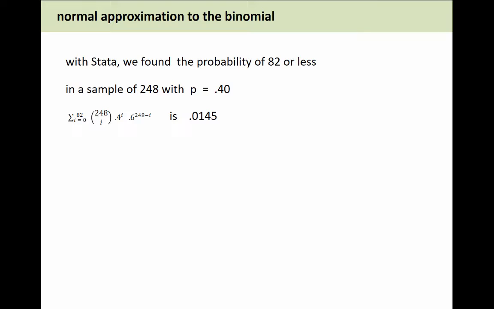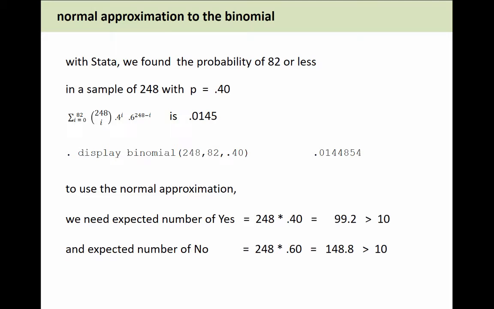We found that the probability of 82 or less in a sample of 248 with p of 0.40, if we write this out as a sum, i going from 0 to 82, 248 choose i, 0.4 to the i, and then 0.6 to the power 248 minus i, was about 0.0145. There's the Stata binomial function that we use to get this sort of probability. So I'm rounding it to 0.0145.